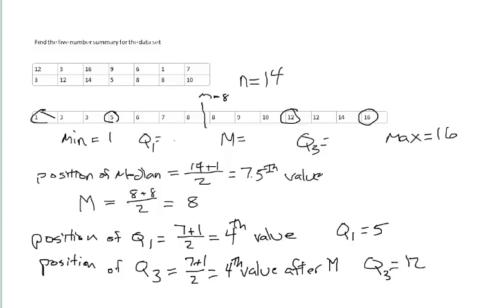So we can fill in the rest of our numbers. Q1 is 5. The median was 8. And Q3 is 12. And that's how we find all the numbers in the 5-number summary.